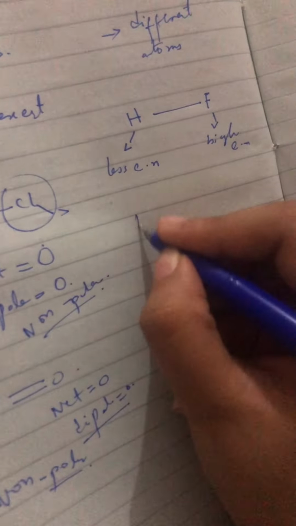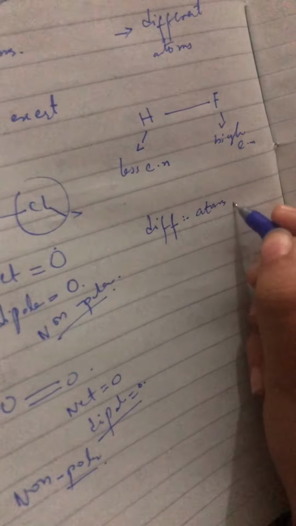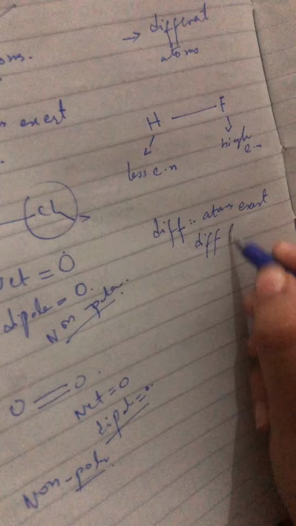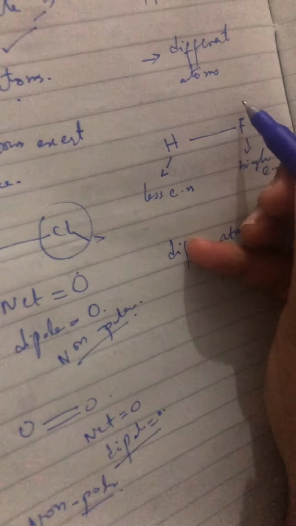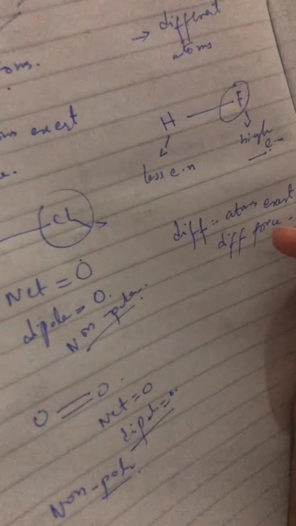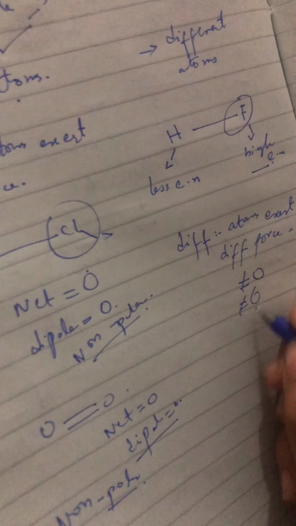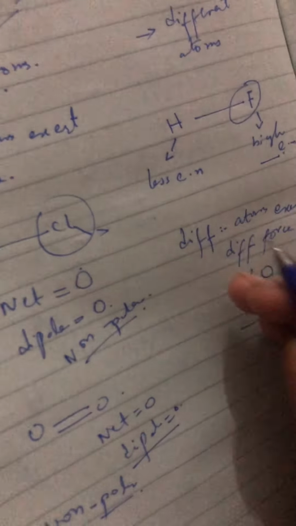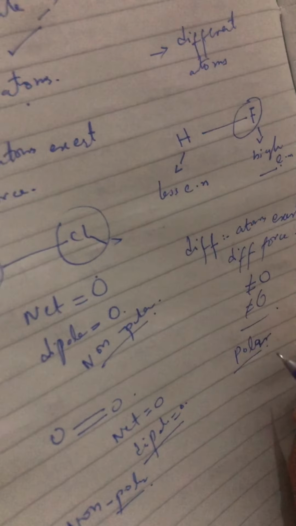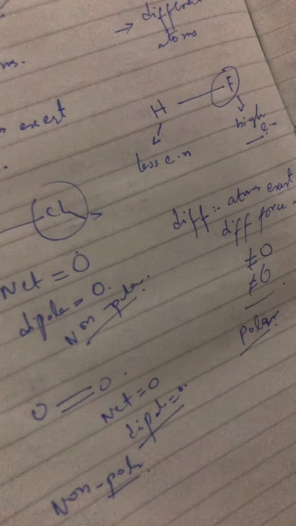So here one point is that different atoms exert different force. The electrons will be more towards fluorine because it has high electronegativity. So the net force will not equal 0 and the dipole will also not equal 0. That is called polar.